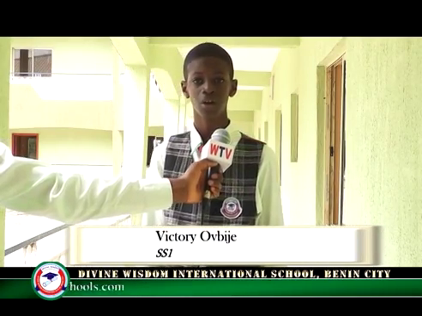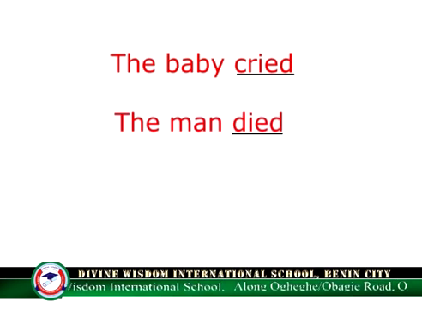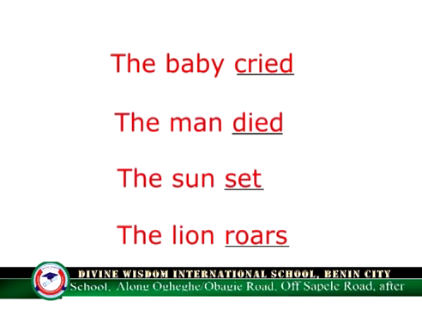Hi. Let's take a look at the intransitive verbs. They are also action verbs, but unlike the transitive verbs, they do not have an object receiving the action. Notice the verbs in the following examples. The verbs are underlined. The baby cried. The man died. The sun sets. The lion roars. In the above sentences, the subject performs the action and nothing receives the action. Therefore, the words are intransitive verbs.